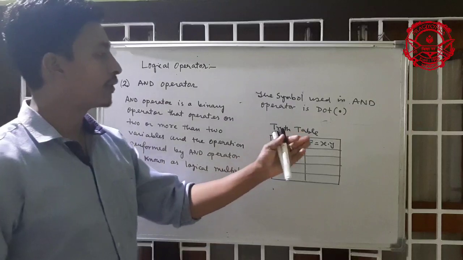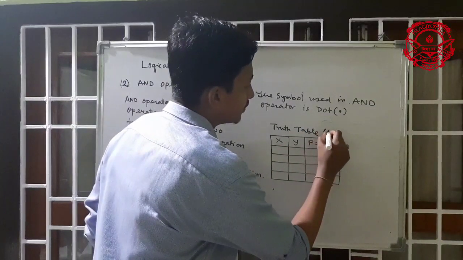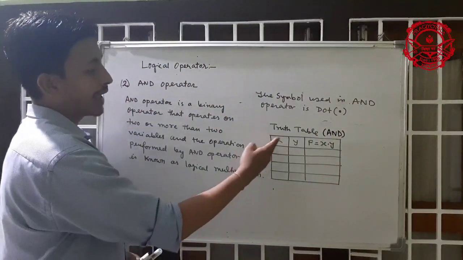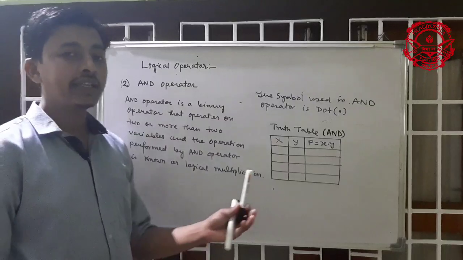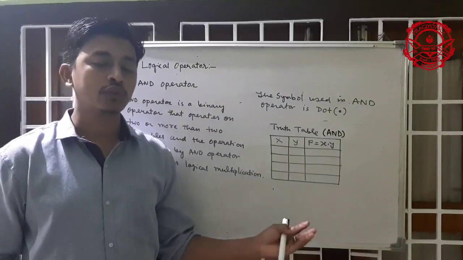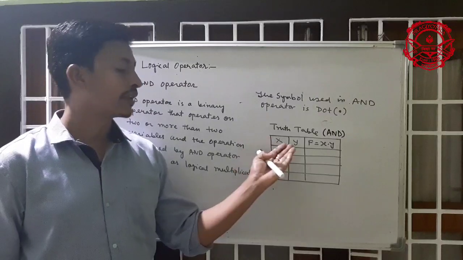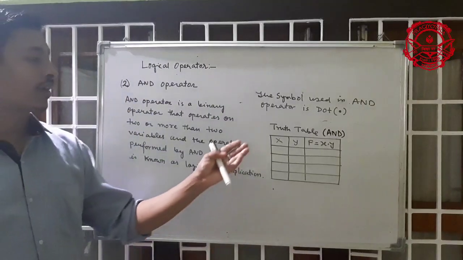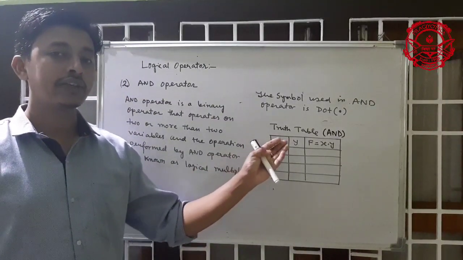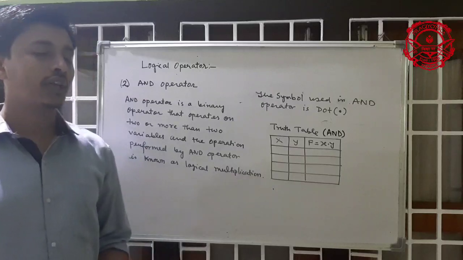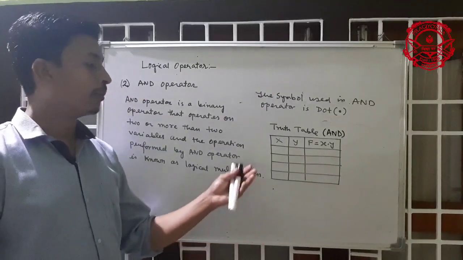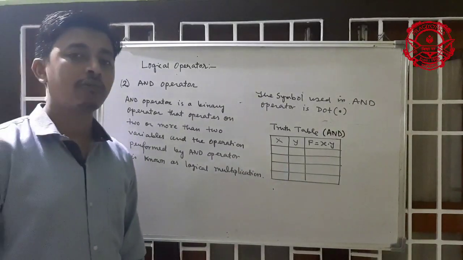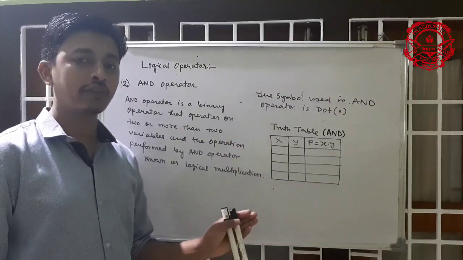Here you can see the truth table for AND operator. There are two variables x and y. Now you can see in AND operator, it returns true if both the expressions or both the variable values are true, otherwise false. If one variable is true and the other is false, then the output will be false.